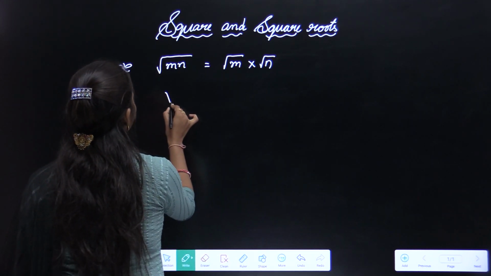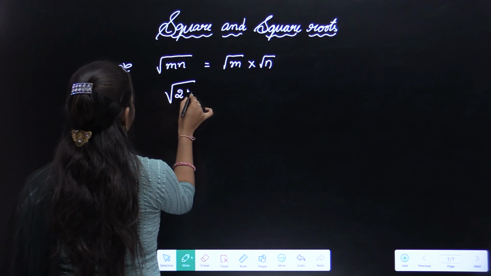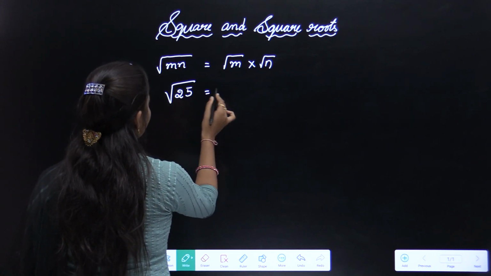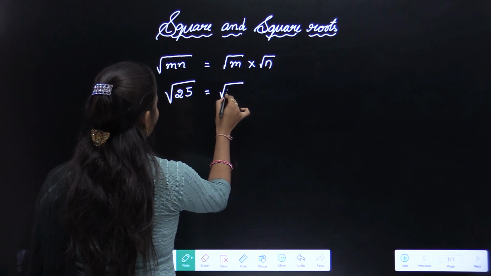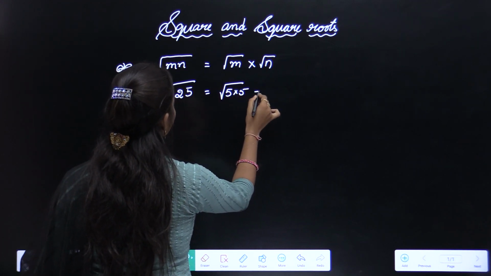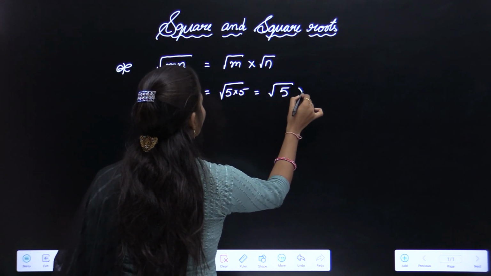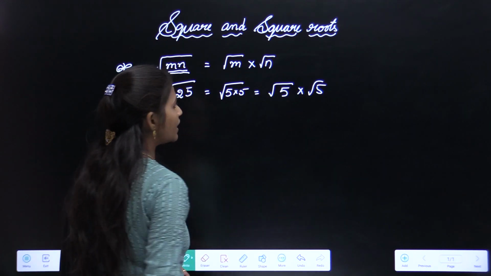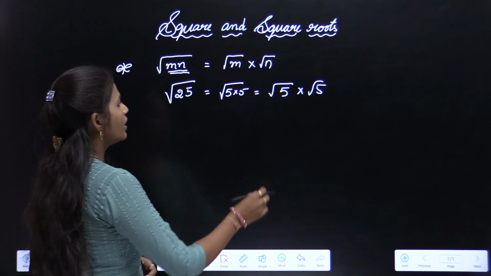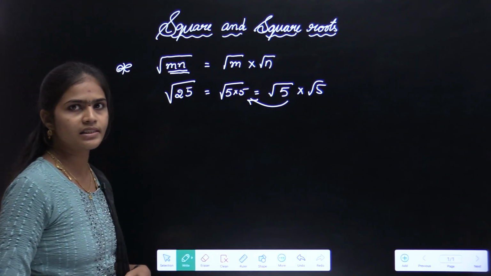So for example, what is the square root of 25? We can write this as square root of 5 into 5. So this is in the form of m into n. So we can write this as square root of 5 into square root of 5. Okay, or its converse also we can write.